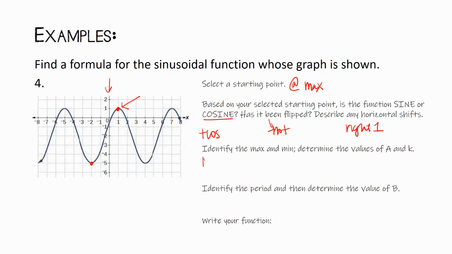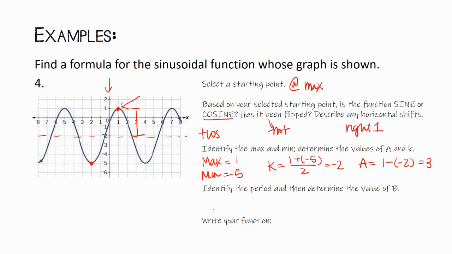So let's identify the maximum and the minimum value. Our maximum value is at 1 and our minimum value is at negative 5, so that our midline is at 1 plus negative 5 divided by 2, or negative 2. So I'm going to draw in our midline and see that I do in fact have half the graph above and half the graph below. The amplitude is the max minus the midline, and 1 minus negative 2 is 3. You can also, if you would like, just count the units that it is.